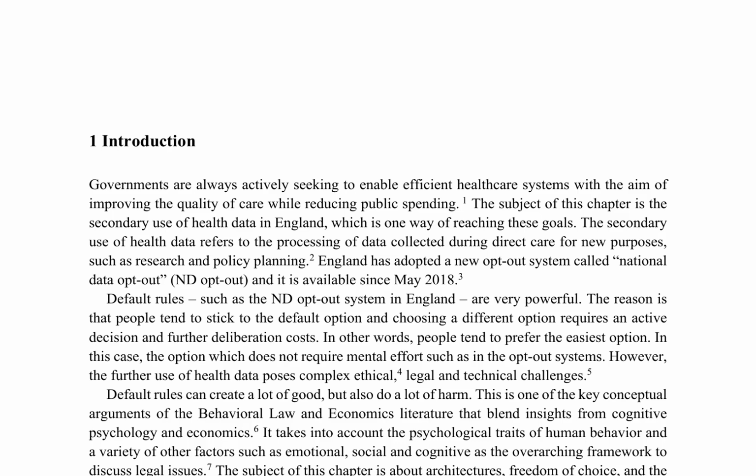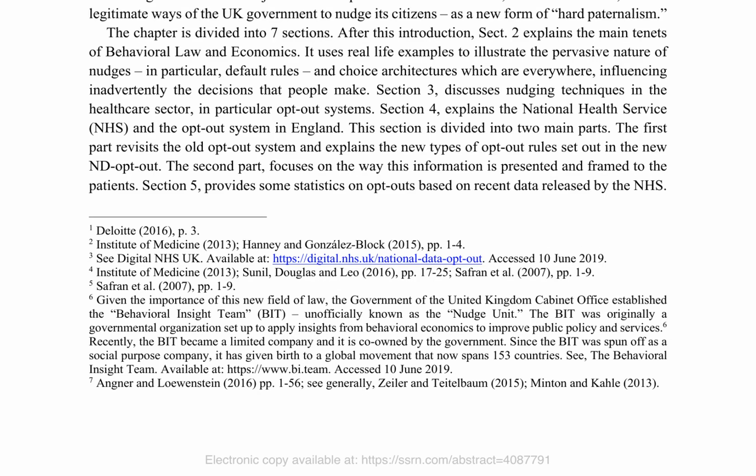The subject of this chapter is the secondary use of health data in England, which is one way of reaching these goals. The secondary use of health data refers to the processing of data collected during direct care for new purposes, such as research and policy planning. The chapter is divided into 7 sections, including an introduction, explanations of the main tenets of behavioral law and economics, nudging techniques in the healthcare sector, the National Health Service, NHS, and the opt-out system in England, some statistics on opt-outs based on recent data released by the NHS, and a conclusion.